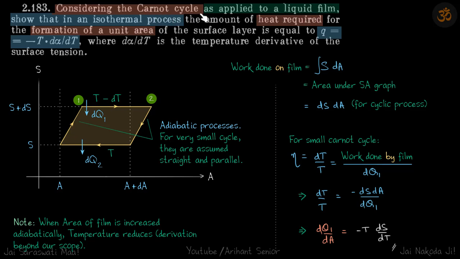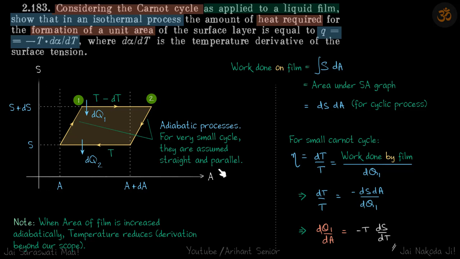When we apply the Carnot cycle to a gas, we plot P versus V. But because we are applying it to a liquid film, let's plot S versus A. So why S versus A? Because if you remember, in the gaseous Carnot cycle, the area under PdV gave the work. Here, the work done will be the area under the SA curve. So work done on the film by an external agent is integral SdA, that is the area under the SA curve.